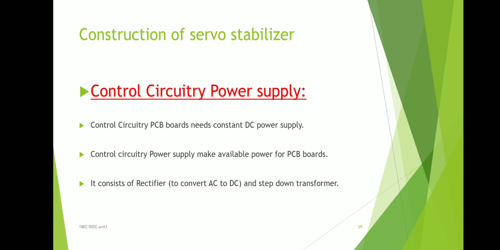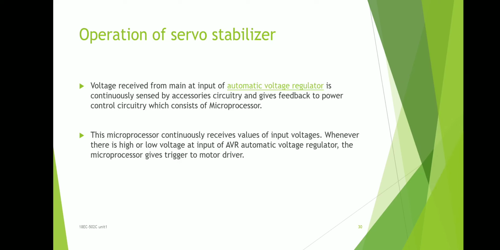Operation of the servo stabilizer. See now how it is providing the constant output, though there are variations in the input supply. Just now we saw the construction. The supply is connected to the auto transformer and to the servo stabilizer also. The secondary of the servo stabilizer is connected to the main supply and load.